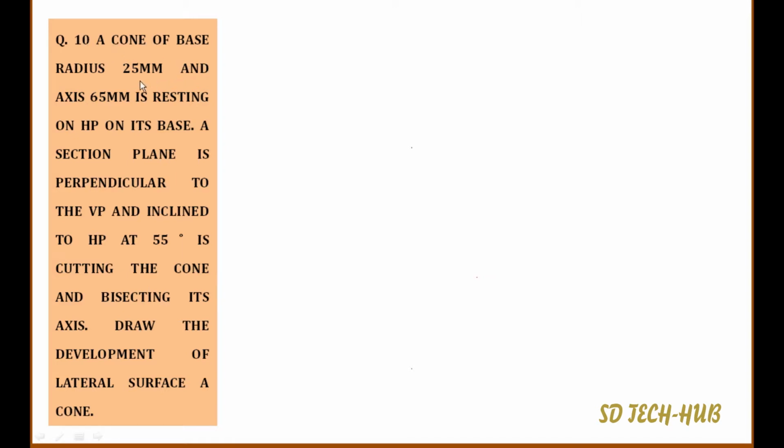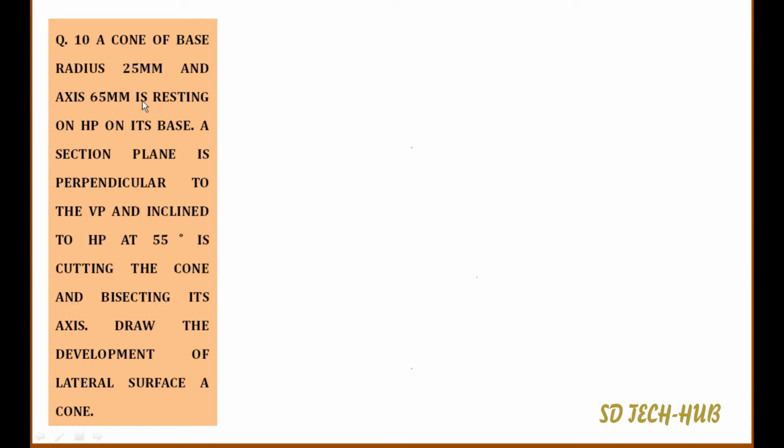A cone of base radius 25 and axis 65 mm is resting on HP on its base. A section plane is perpendicular to the VP and inclined to HP at 55 degrees. It is cutting the cone and bisecting its axis. So with these parameters, we have to draw the development of a cut section of the cone.